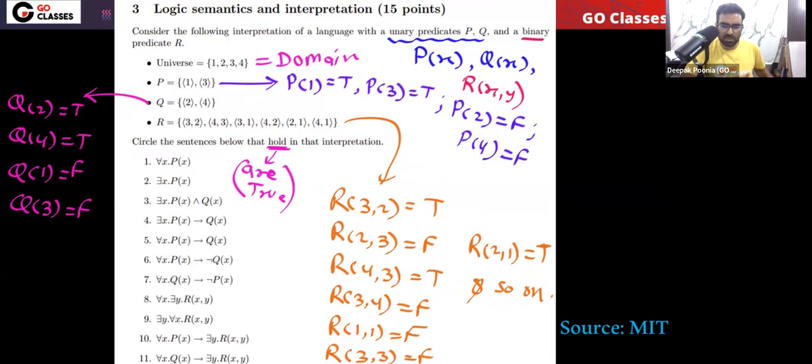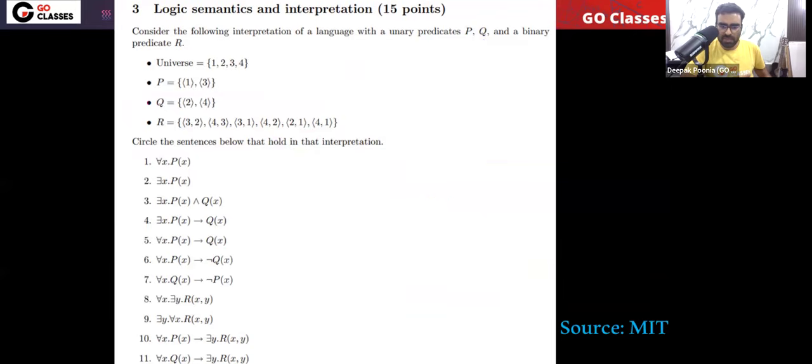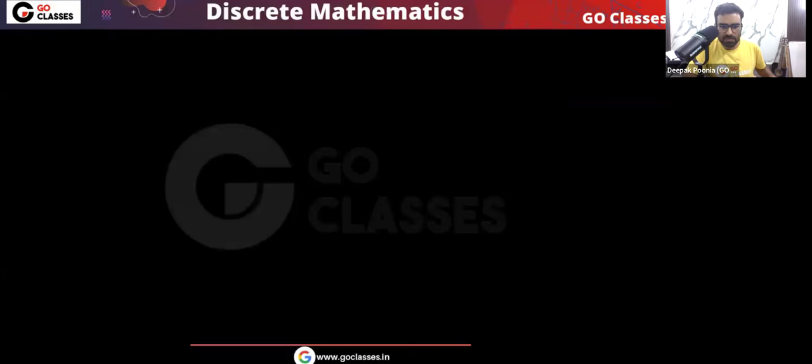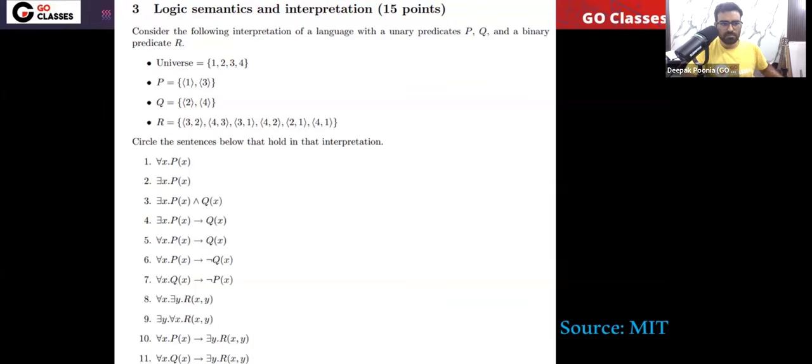Now that you understood the question, this is a beautiful question. Let's solve it. So tell me one by one for all these sentences, you tell me they are true or false. So let's see the first one. The first one is saying for all x, P(x). Remember the domain is 1, 2, 3, 4, only 4 elements in the domain. So the first sentence is saying that for every element in the domain, P is true.